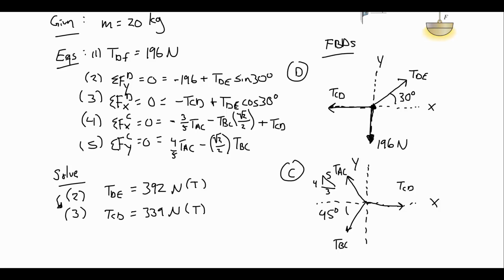All right, so looking at equation 4 and 5, like I saw from the picture, they both have both of my remaining unknowns in them. So I am going to have to solve these simultaneously. So using equations 4 and 5, and I can put TCD in there, I can solve these simultaneously, and I'll be able to find TAC and TBC.